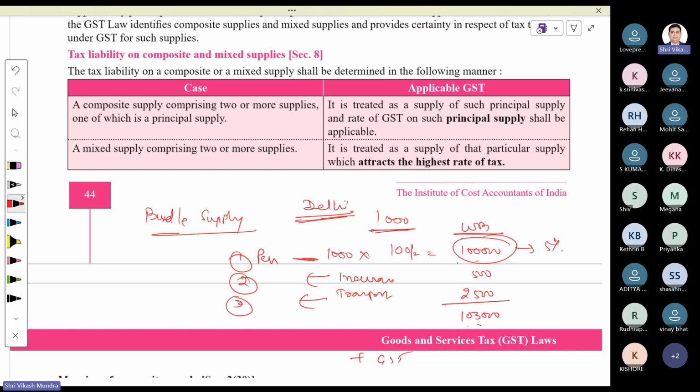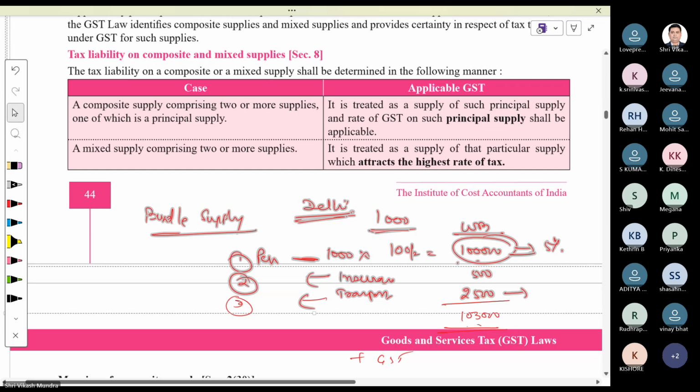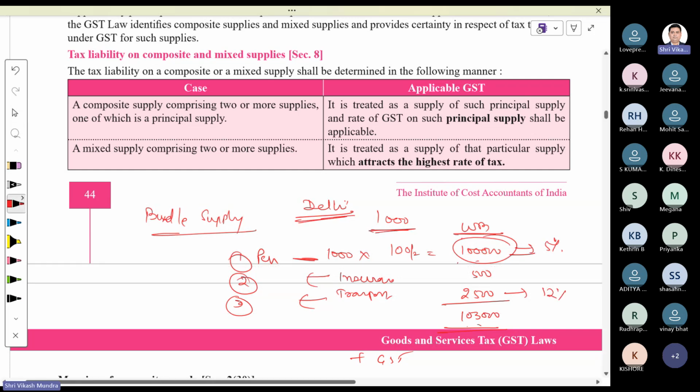Now the question arises on this entire 1,03,000: how will GST be calculated? Suppose on pen the rate of GST is 5%. Say on transportation the rate of GST is 12%. On insurance, say the GST rate is 18%. So at what rate are we supposed to charge tax on this 1,03,000? Is it 5%, 18% or 12% or some other rate?